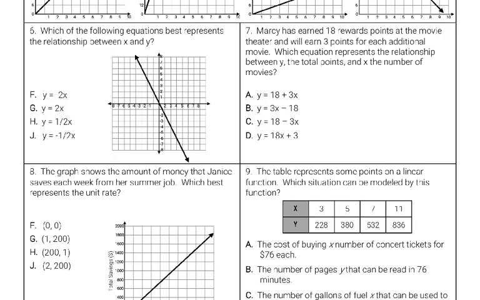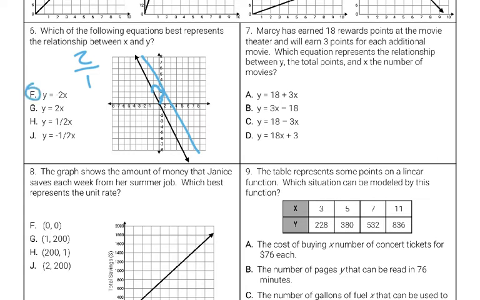Number 6 says, which of the following equations best represents the relationship between x and y? In this question, we are going to try to find the slope. To find the slope, you go up and over until you reach another point. I'm going to start at this point right here, and I'm going to go up and over until I reach another one. 1, 2, 1. So it would be 2 over 1. We know that 2 over 1 is equal to 2. And since the line is going down left to right, it would be a negative. So it would be y equals negative 2x, F.